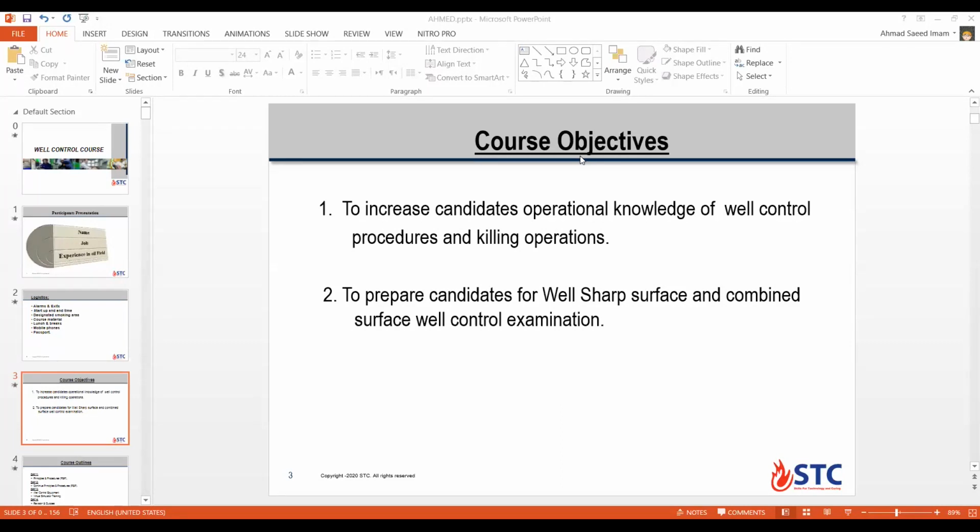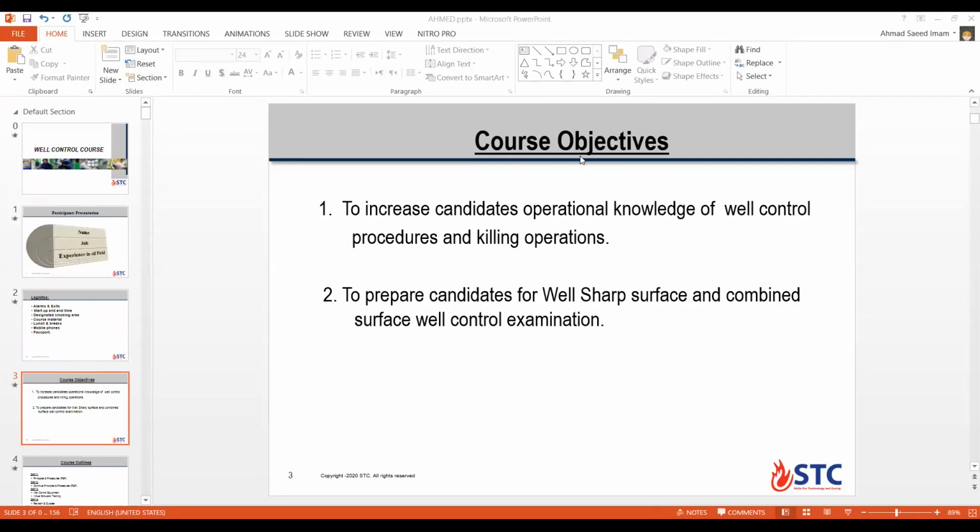We're going to talk about shut-in methods. Okay, we have 2 methods: hard shut-in method, soft shut-in method, according to the company policy. Okay, after shutting the well, we need to record some data. So we're going to talk about the recorded data after shutting the well. Okay, then going to talk about the gas behavior inside the well. We have 2 types for the behavior. We have gas migration and gas expansion.